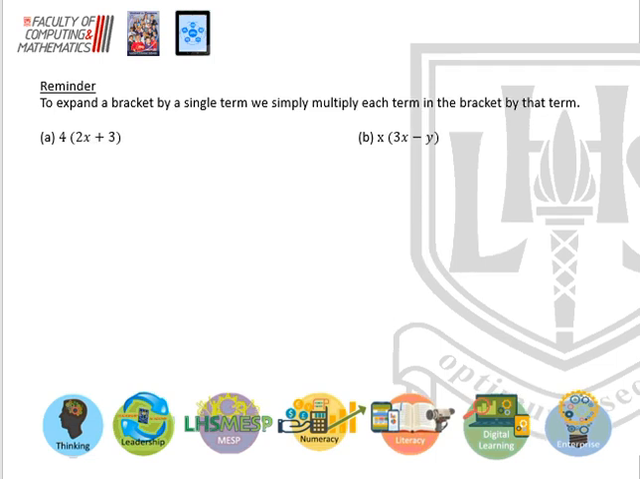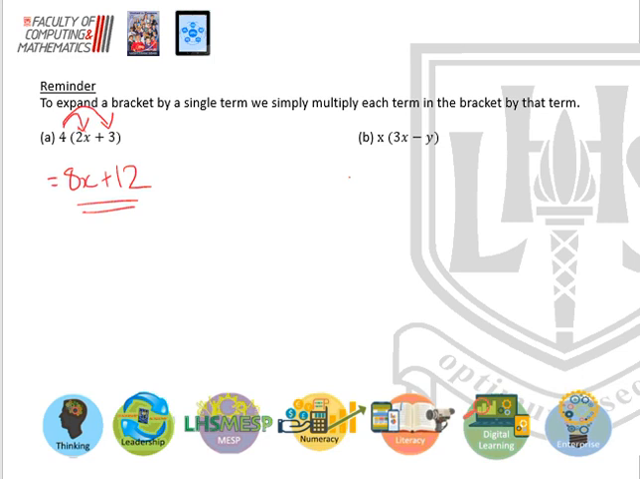Okay, so just a quick recap from the National 4 level. To expand the bracket by a single term, okay, so we've only got a bracket with one thing in front, we simply multiply each term inside the bracket by that term. So in the first one there, we're going to have 4 multiplied by 2x, so that will give me 8x. And then secondly, 4 multiplied by 3 is going to give me 12. So that is the same as 4 bracket 2x plus 3, but written without the brackets.